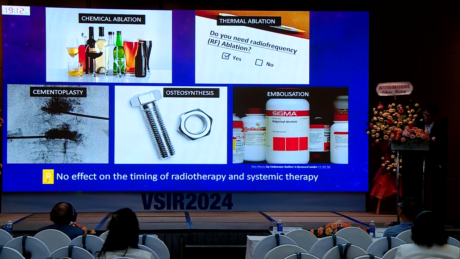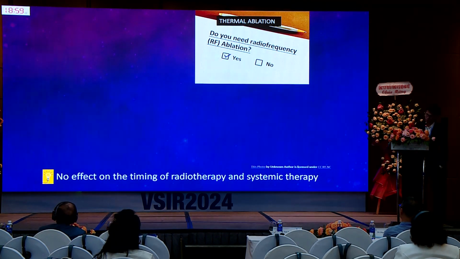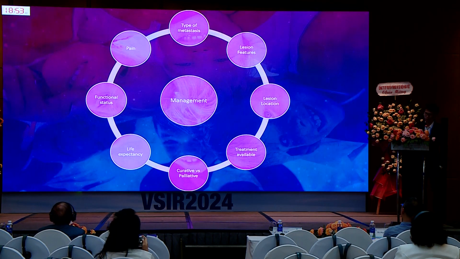So the types of IR procedures include chemical ablation, thermal ablation, cementoplasty, osteosynthesis, and embolization. I'll be concentrating on thermal ablation, cementoplasty, osteosynthesis, and embolization. Out of all these, only thermal ablation has a curative role. It's also good to know that there's no effect on the timing of radiotherapy and systemic therapy.